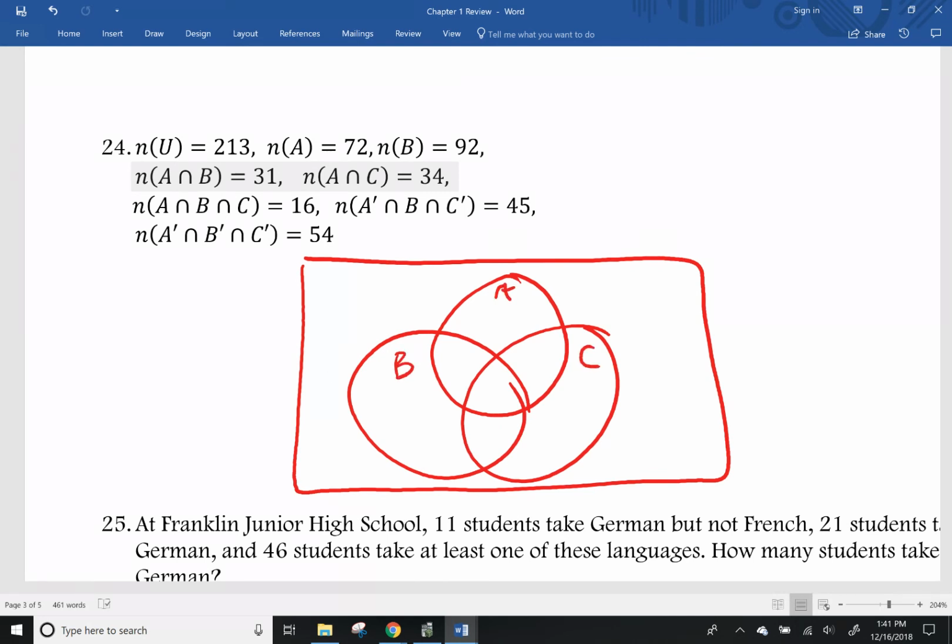All right, so again, U is 213. In total, this entire space has 213 elements. A has 72 elements, but again, you don't know how much of that 72 is broken up into all these different regions inside of A, but I know all of them added up would be 72. Let's jump to some information that might be useful to us. A intersect B intersect C is where all 3 regions overlap, and that's 16. The only place that could be is right there. I know 16 is there.